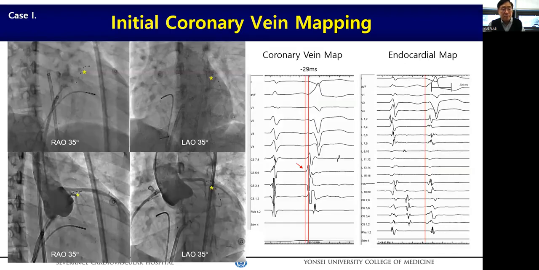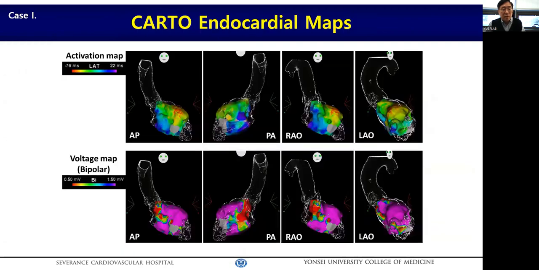In this patient, the absolutely earliest activation of PVC was mapped from the anterolateral branch of the great cardiac vein here and here, but not inside the endocardial map. These are Carto endocardial maps. The earliest activation site was diffuse here and here, not a discrete activation.